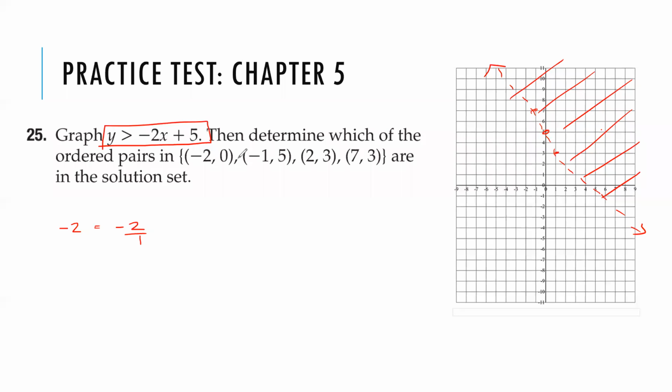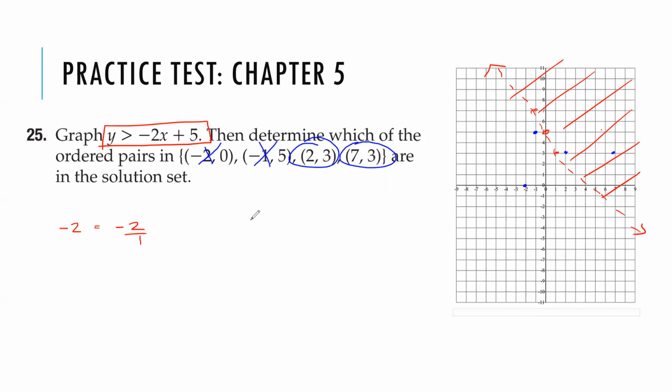Well, I already graphed it, so I can plot these points. So negative 2, 0 is over here. Negative 2, up 0. So this point is not one of the solutions. Okay? Negative 1, positive 5 would be up here. This point is also not one of the solutions. 2, 3: over 2, up 3. This one is above the line, so this is a solution. And then 7, 3 is also a solution.